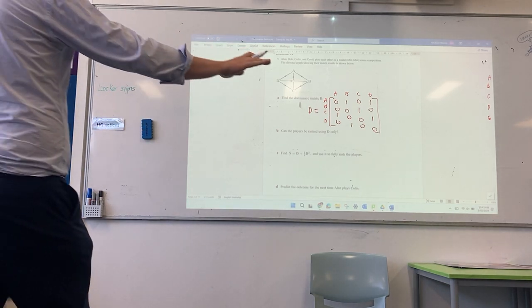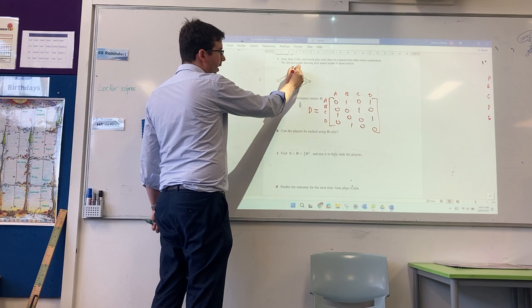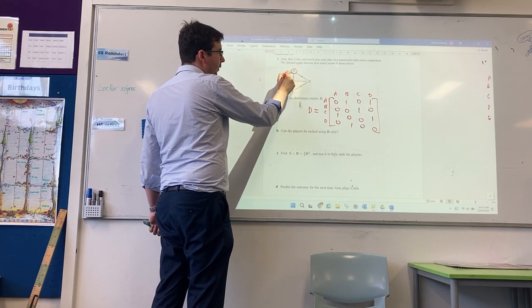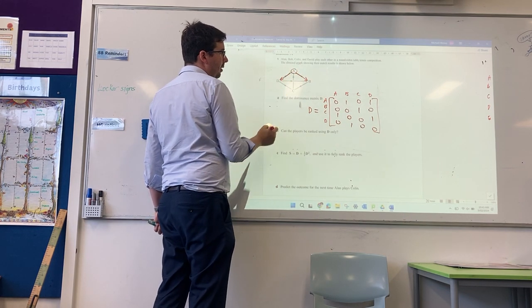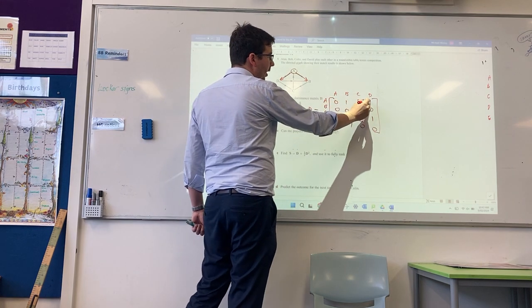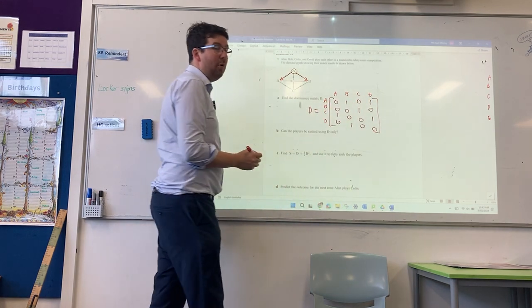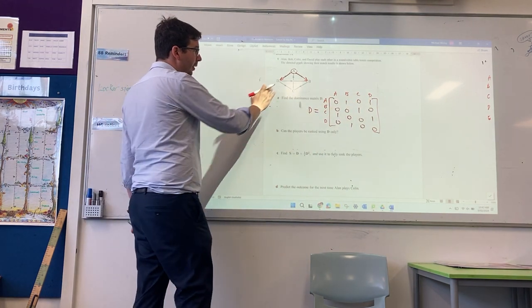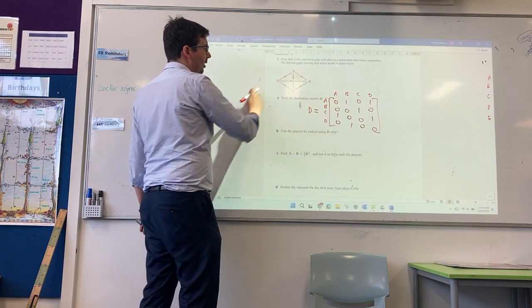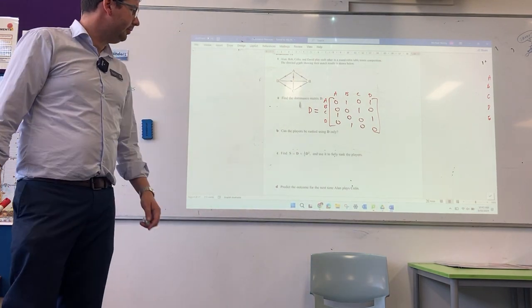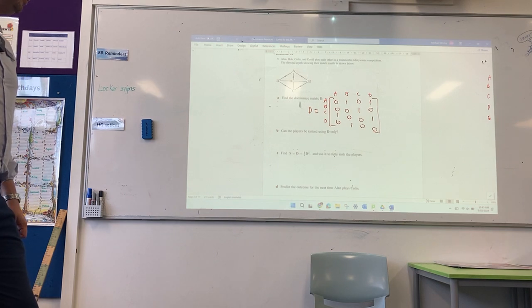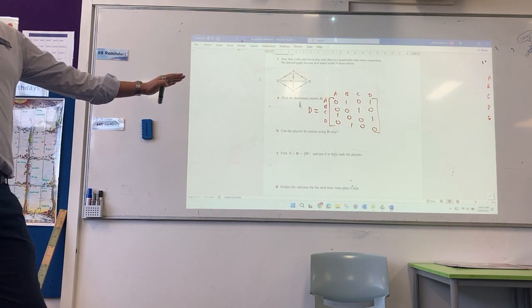Remember, we look at each row. On the diagram here, we can see that A defeated D and A defeated B. So that's why I've put a 1 there and a 1 there, and the others are 0 in that first row. Happy with that?